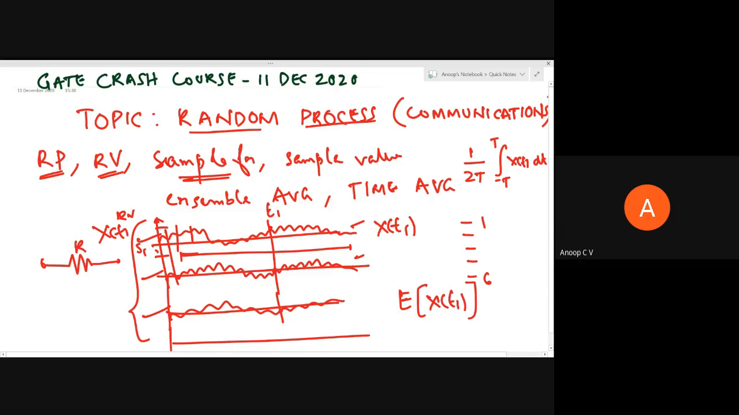So normally we don't have to bother about this. Mostly in GATE we'll get questions from ergodic process or wide sense stationary process. In a wide sense stationary process, the ensemble average and time average both will be the same. So in further discussions, we'll be assuming a wide sense stationary process wherein the ensemble and time average both will be the same. So with that small introduction, we'll start with our discussion.